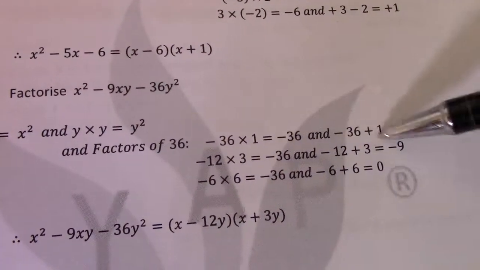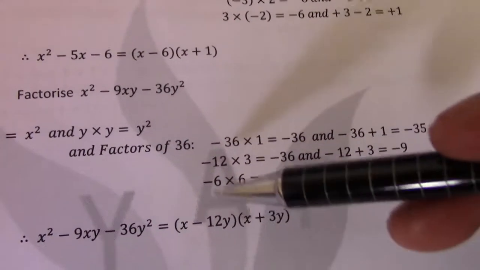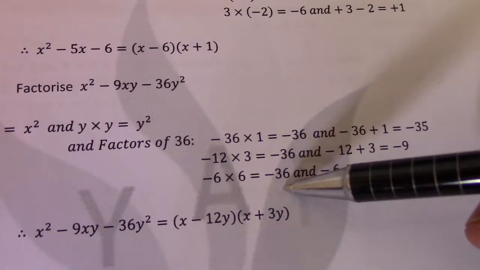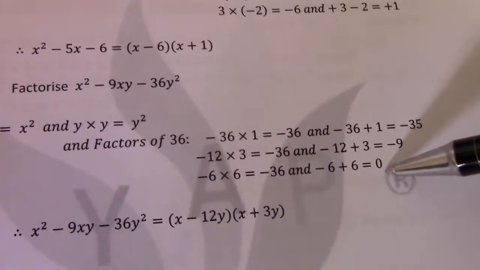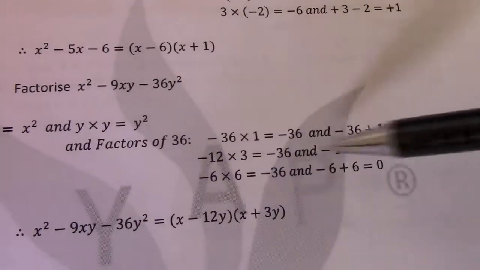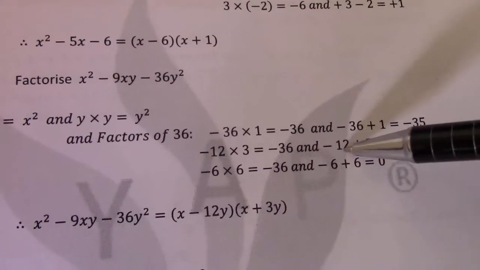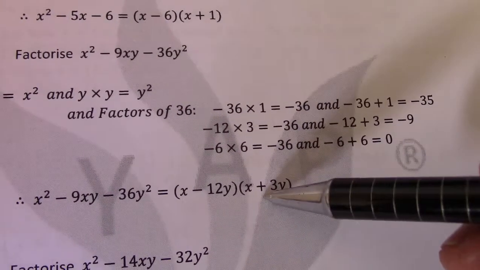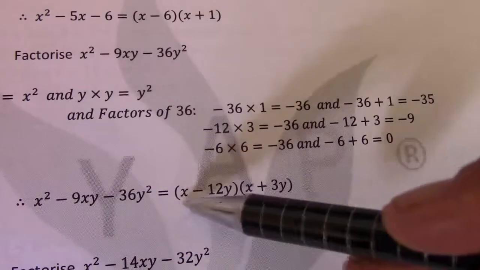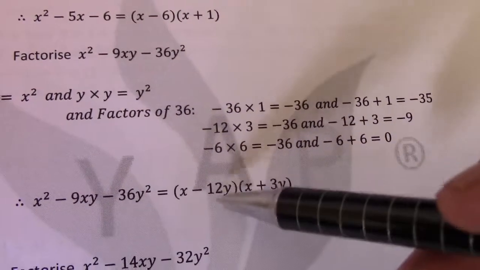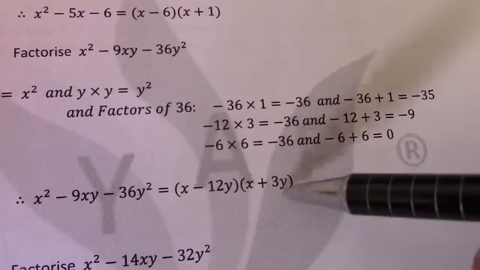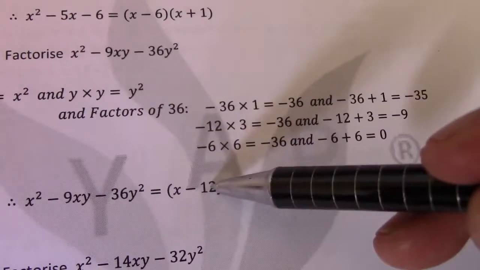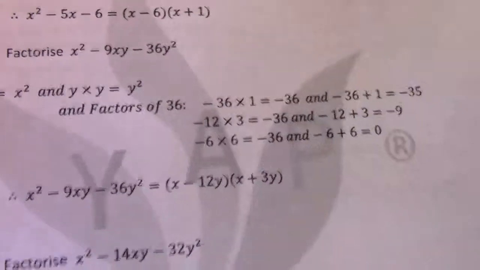See there, in that row I get that answer. And if I go further, last factor, minus 6 times 6, minus 36, minus 6 plus 6 equals 0. So there I have my answer. So as you can see, there's my minus 12, plus 3. So that gives me x times x, x squared. Minus 12xy plus 3xy gives me minus 9xy, and then minus 12 times 3 gives me minus 36.